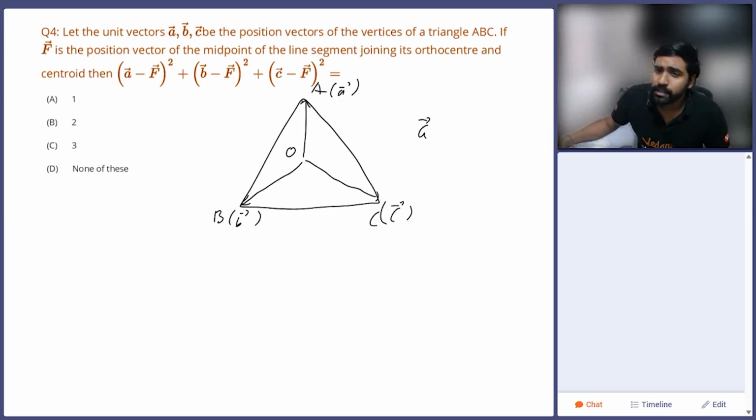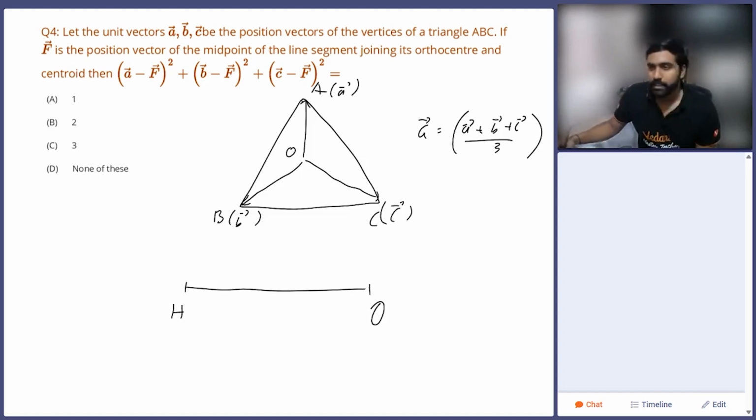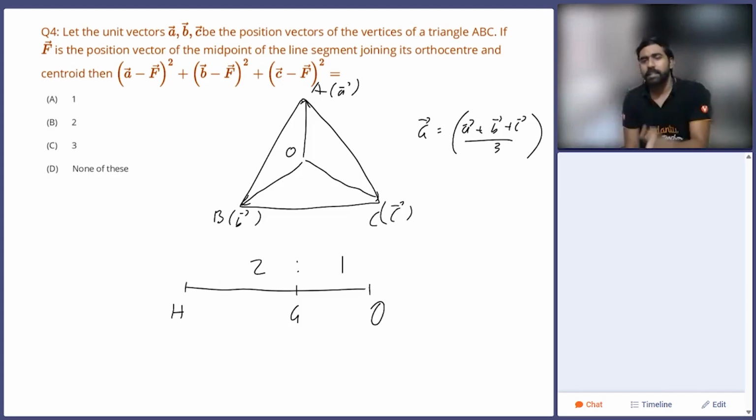Along with this, I can also say that what is my centroid? Centroid formula is always fixed: a plus b plus c divided by 3. Now we have a simple property. What does it suggest? It suggests that the line joining the orthocenter and the circumcenter is divided by the centroid in the ratio 2:1. Right? The line joining the orthocenter and the circumcenter is divided by the centroid in the ratio 2:1.